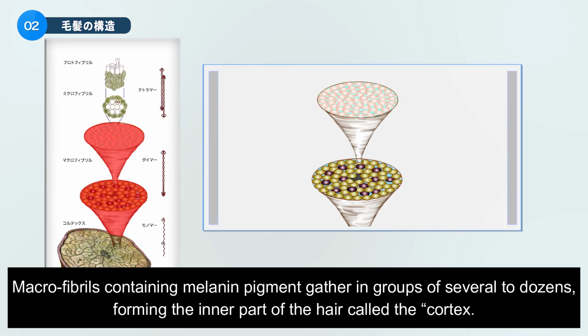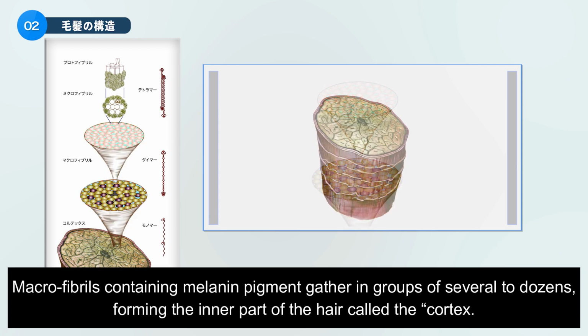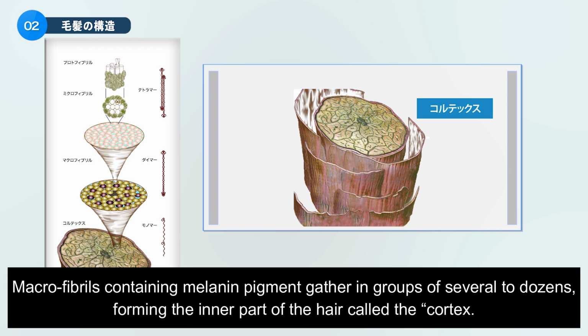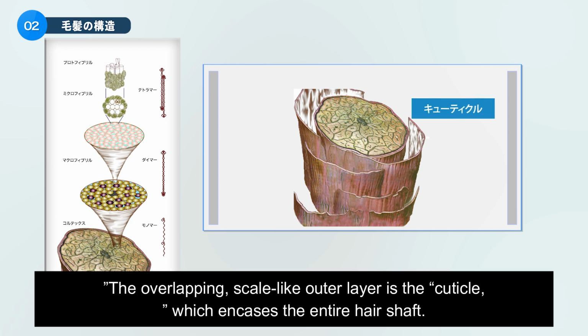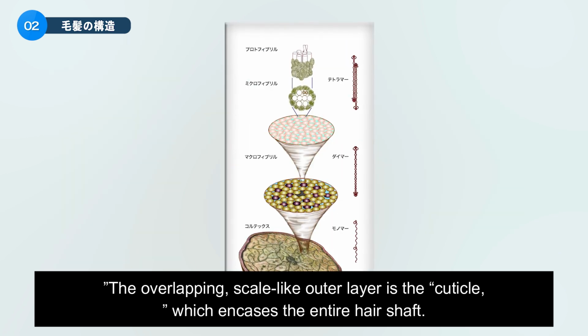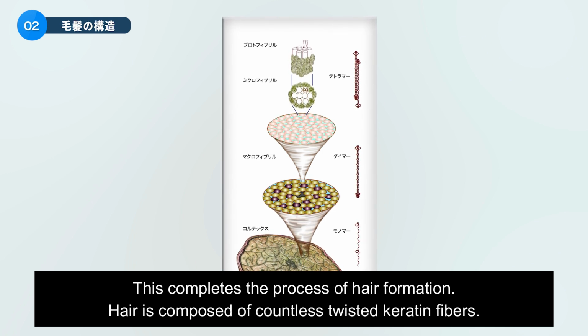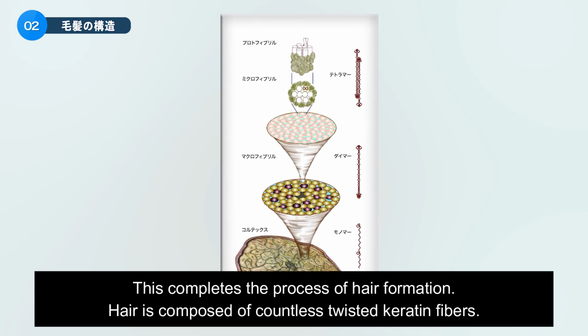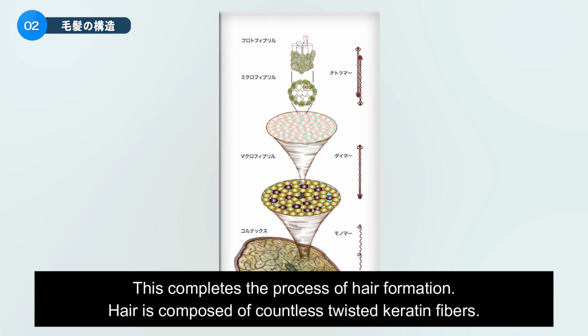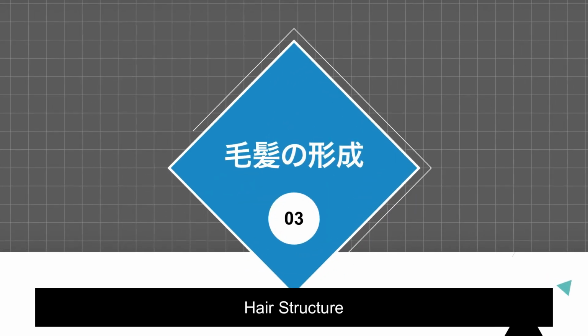Macrofibrils containing melanin pigment gather in groups of several to dozens, forming the inner part of the hair called the cortex. The overlapping, scale-like outer layer is the cuticle, which encases the entire hair shaft. This completes the process of hair formation. Hair is composed of countless twisted keratin fibers. Hair structure.